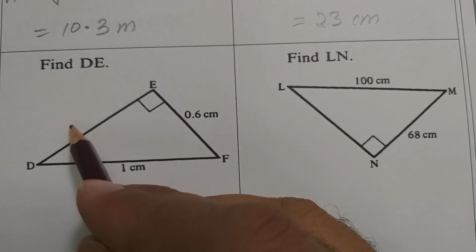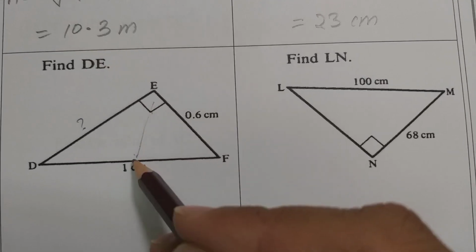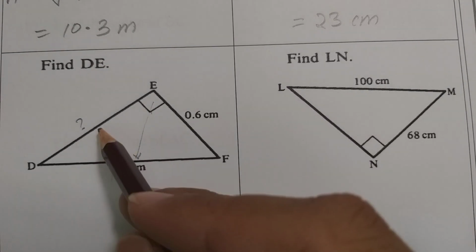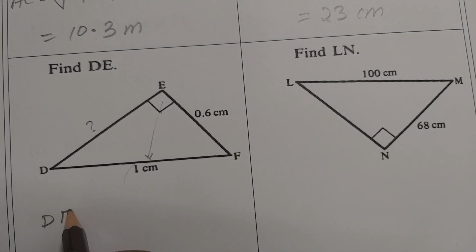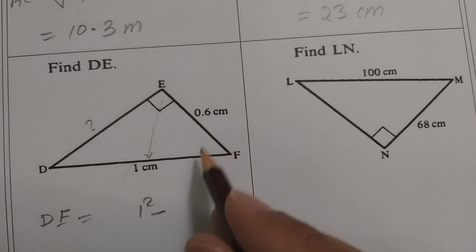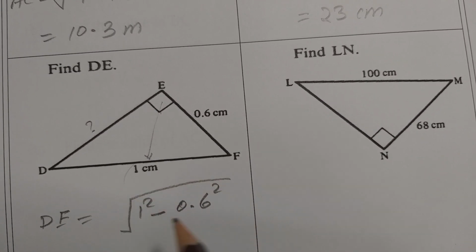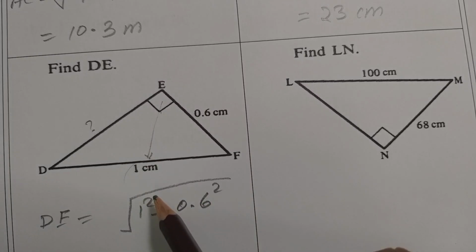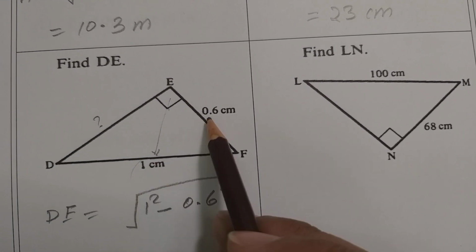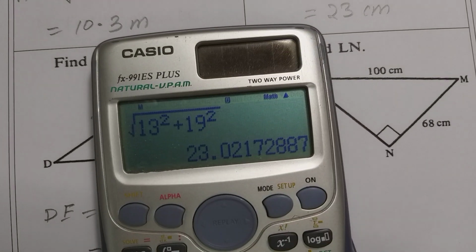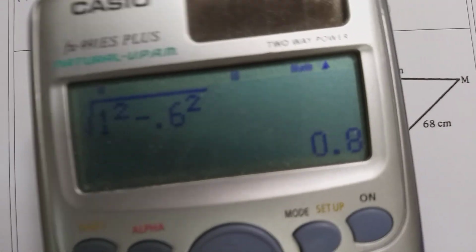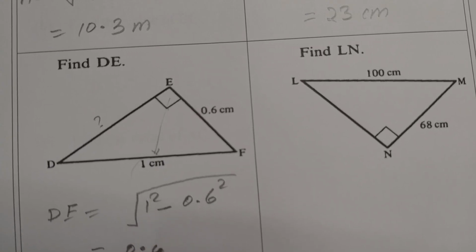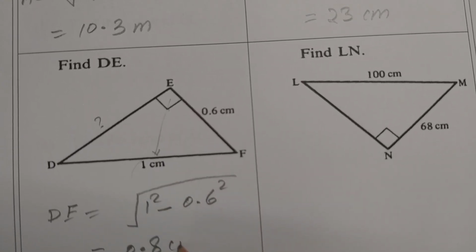In this question, we need to find the short side in front of the 90 degree. This is the longer side, which is the hypotenuse. It means we need to find a short side. So whenever we need to find the short side, we do the longer side square minus one of the given short side square. So whenever we need to find one short side, definitely we are given the longer side. So longer side square minus the short side square, it would be equal 1 square minus 0.6 square, which is equal 0.8 here. So 0.8, because unit is centimeter, so 0.8 centimeter.